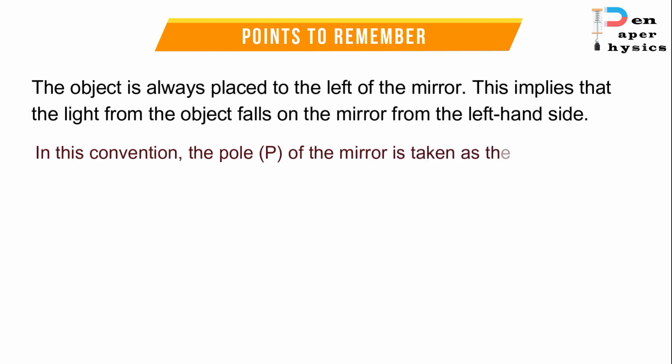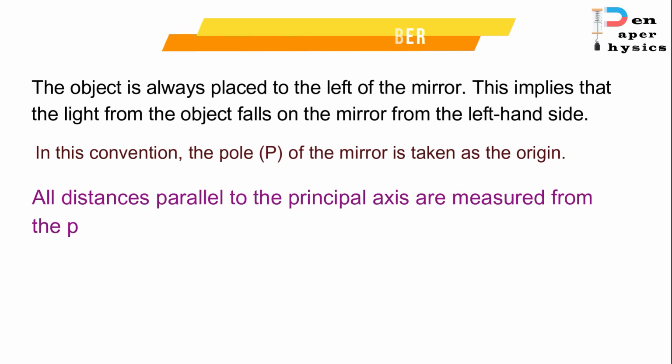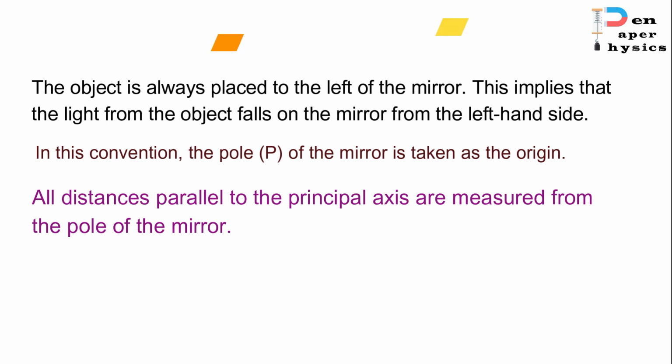Next point to be remembered is that the pole of the mirror is taken as the origin. Whenever you are going to measure any distance and consider any sign, make sure you always start from the pole. And we always take the distances parallel to the principal axis, measured from the pole of the mirror.